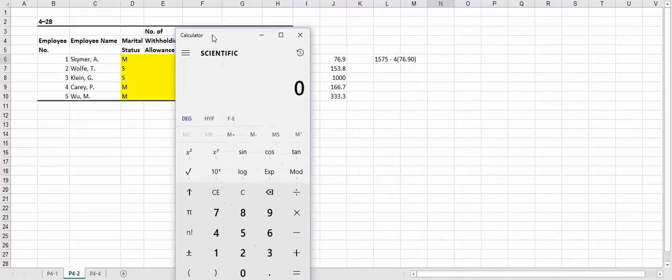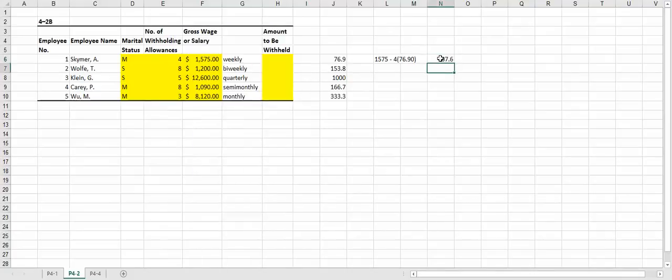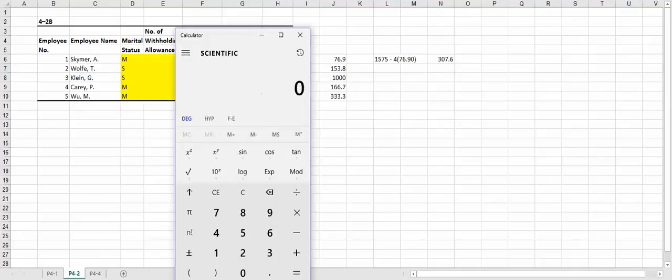Since the type of calculator I'm using does have the parentheses, I'm going to type 1575 subtract 4 times 76.90. I'm just going to double check because that doesn't look like it has calculated correctly. 4 times 76.90 is 307.60. So I'm going to make myself another little note. 1575 minus 307.60 means his taxable income is $1,267.40.